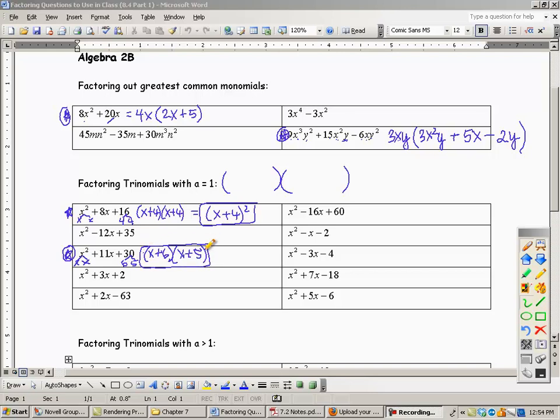Okay, and again, these should sound pretty familiar. Let's go 2 more down. Let's do this one. Again, x squared is x and x. How do you get 63? Well, 63 is 9 and 7. The problem is this 63 is negative.